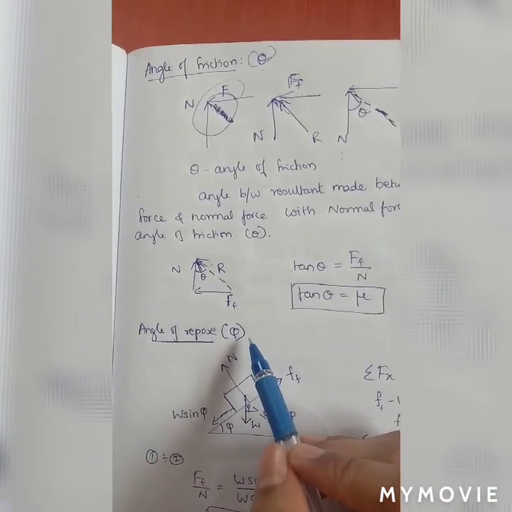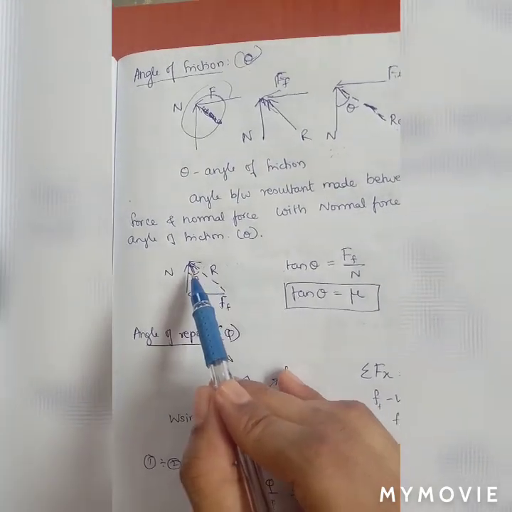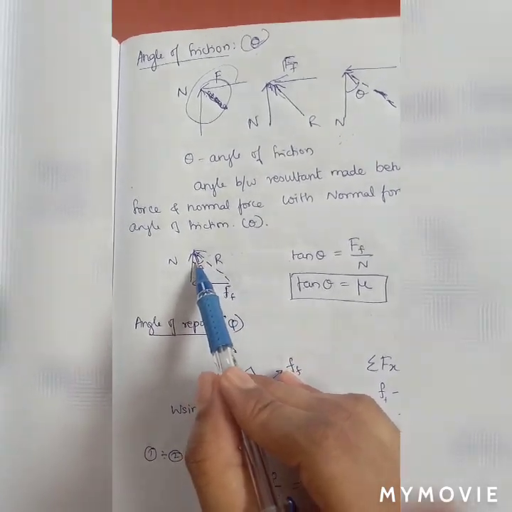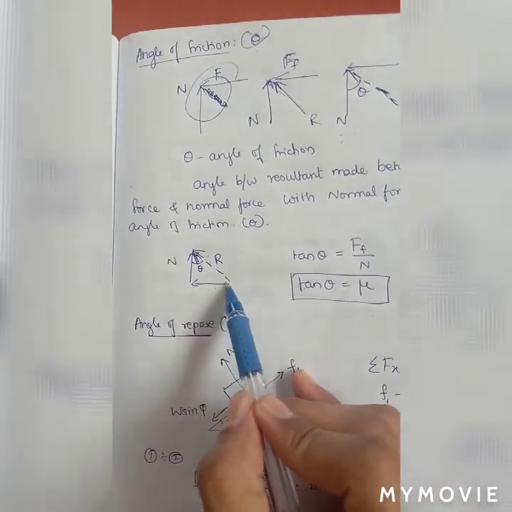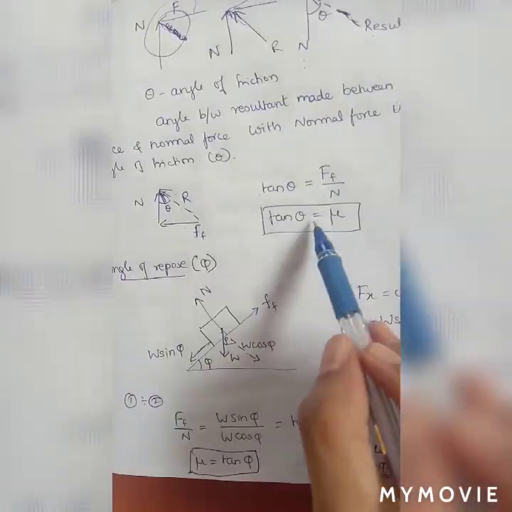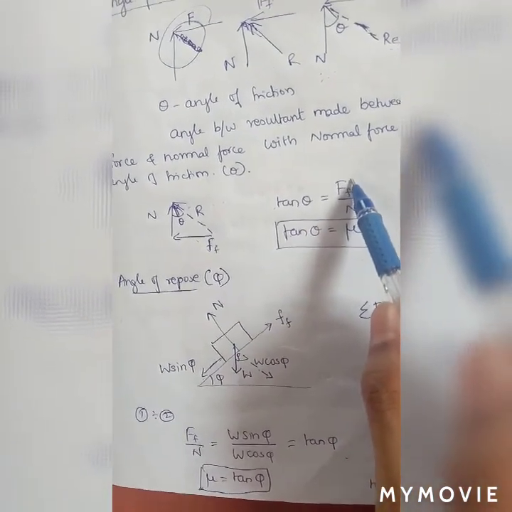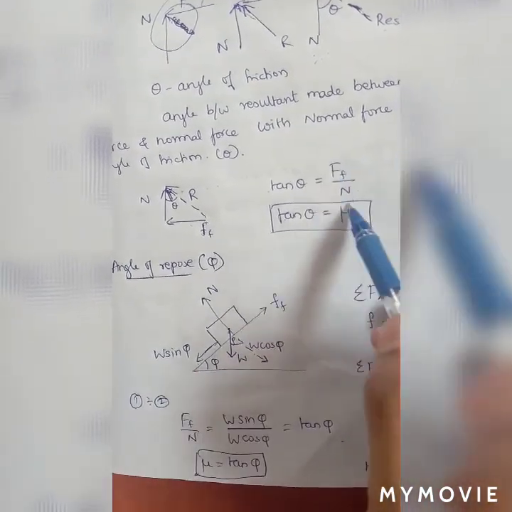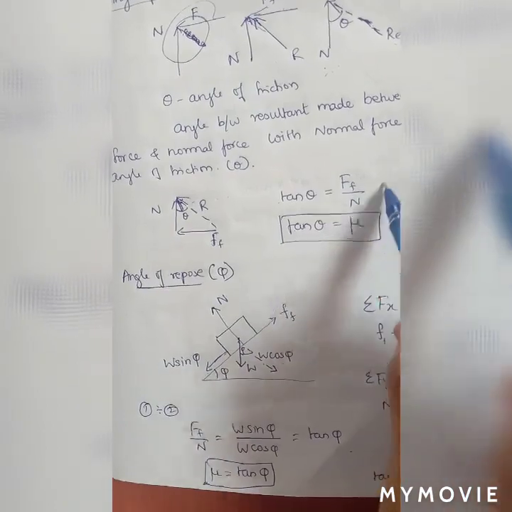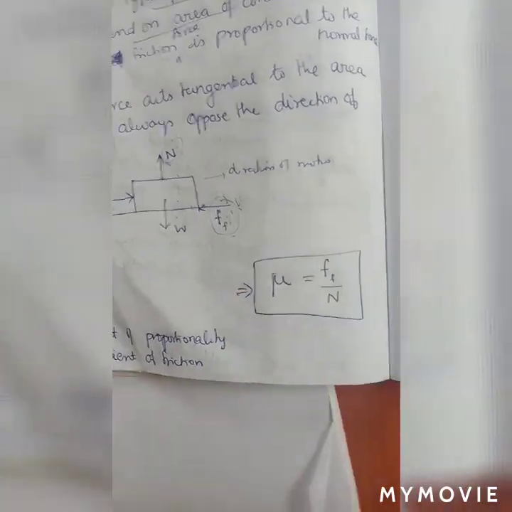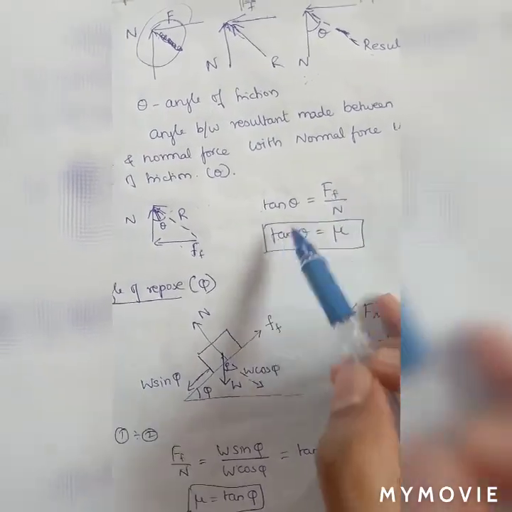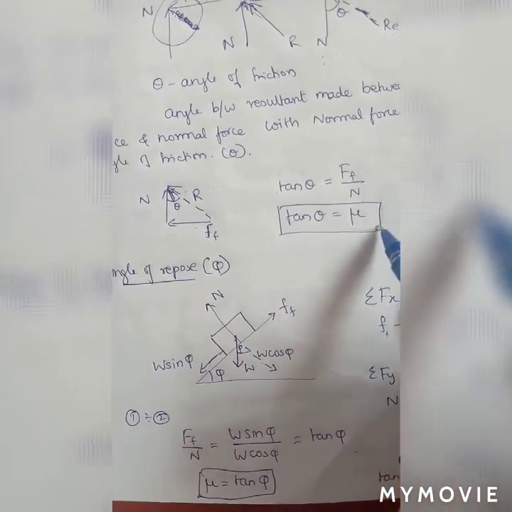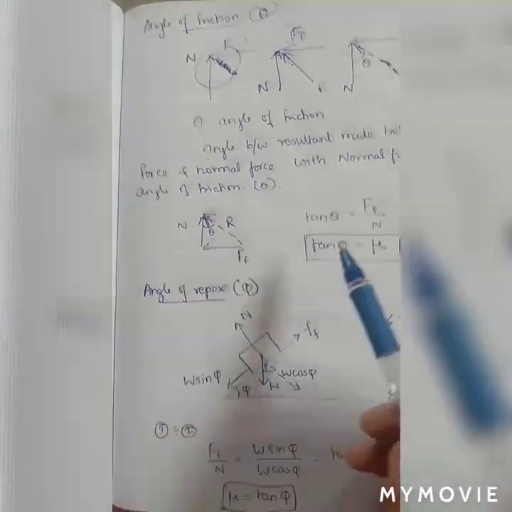Is that clear? So with this triangle, what will be the tan theta value? Tan theta, we know, is opposite by adjacent. So opposite is your frictional force and adjacent is your normal force. So tan theta is termed as frictional force by normal force. We already discussed this frictional force by normal force somewhere. Are you able to recollect where it is? Yes, we discussed the coefficient of friction mu, which is the ratio of frictional force and normal force, the same term here. So tan theta will be equal to mu. So this is called your angle of friction.